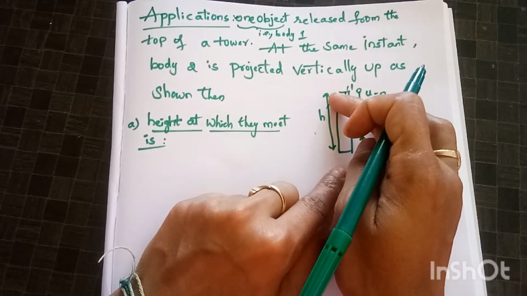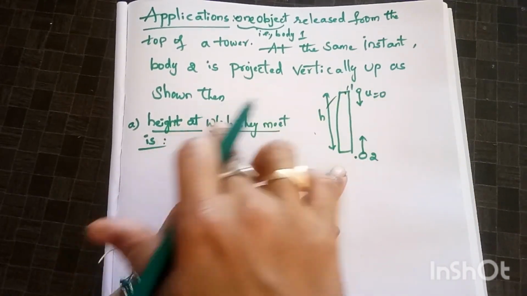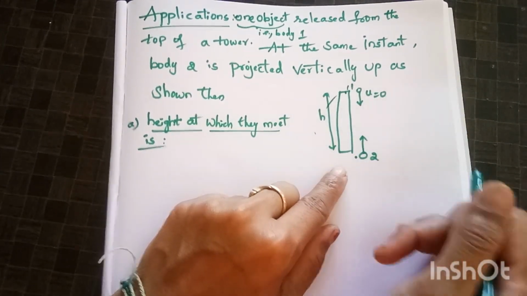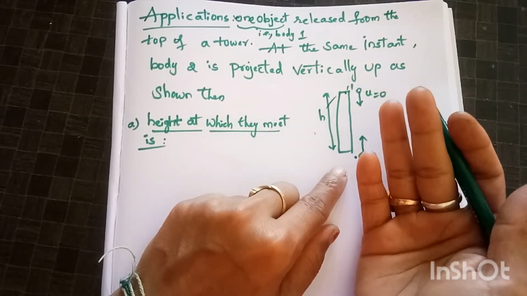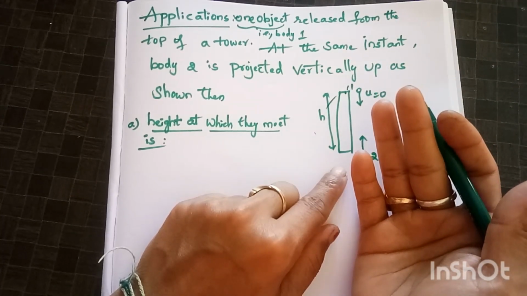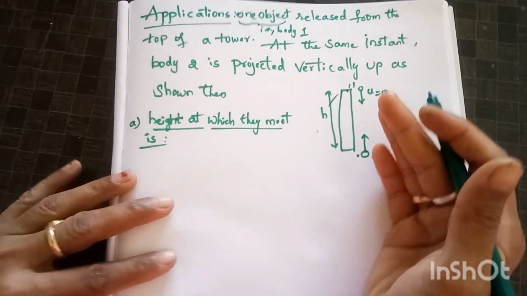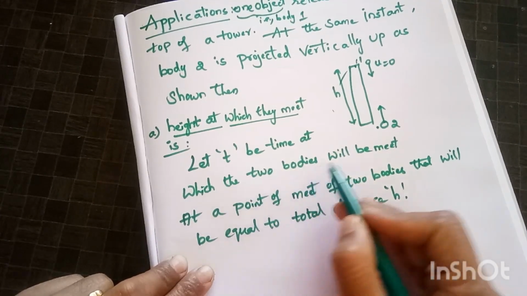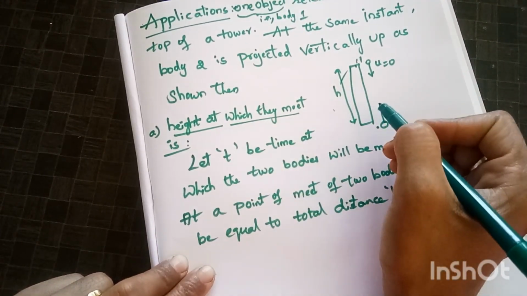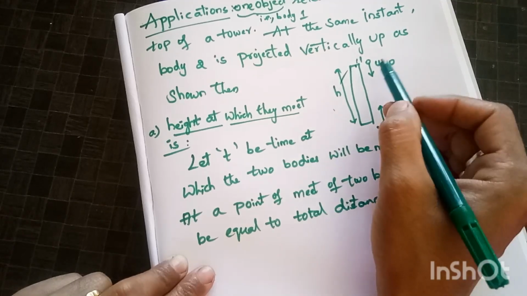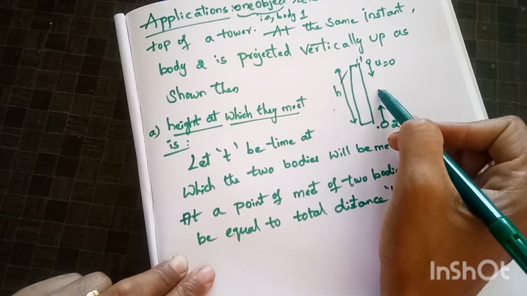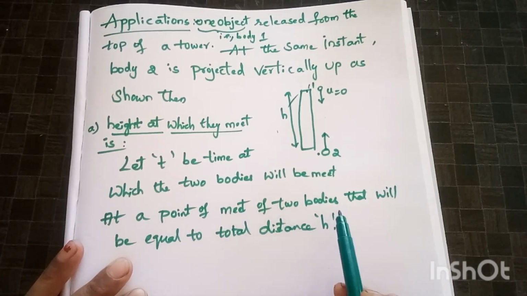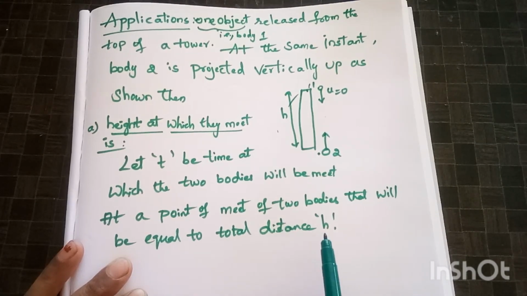This is the total height of the tower. We need to find the height at which they meet, that is, at what point of height the two bodies are going to meet. We don't know at what time they will meet, or at what height. So let t be the time at which the two bodies will meet. At the point where the two bodies meet, the total distance will be equal to h.